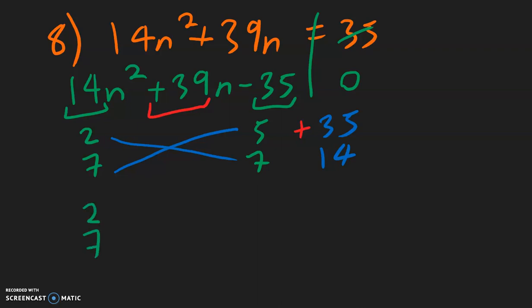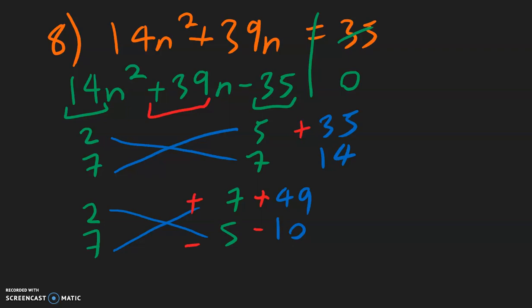2 and 7, and then 7 and 5. So 2 times 5 is 10. 7 times 7 is 49. Starting with a bigger number, 49 needs to be positive. And to get a 39, let's do minus 10. 49 minus 10 is 39, so that's correct.